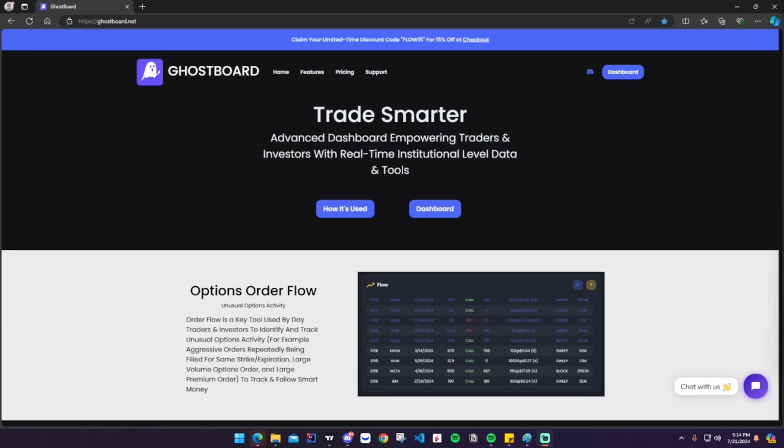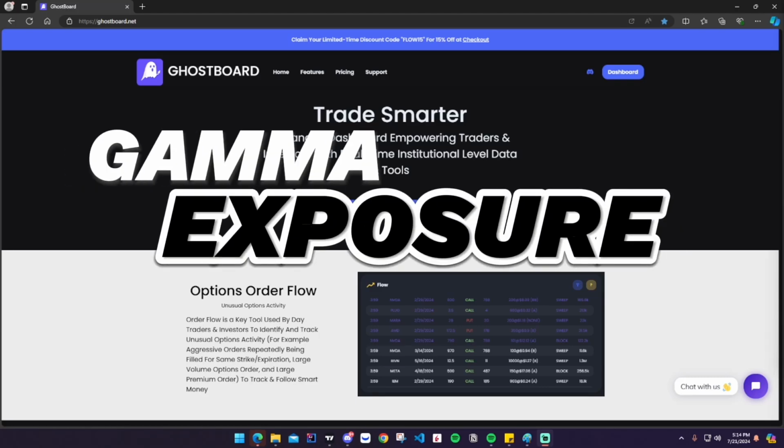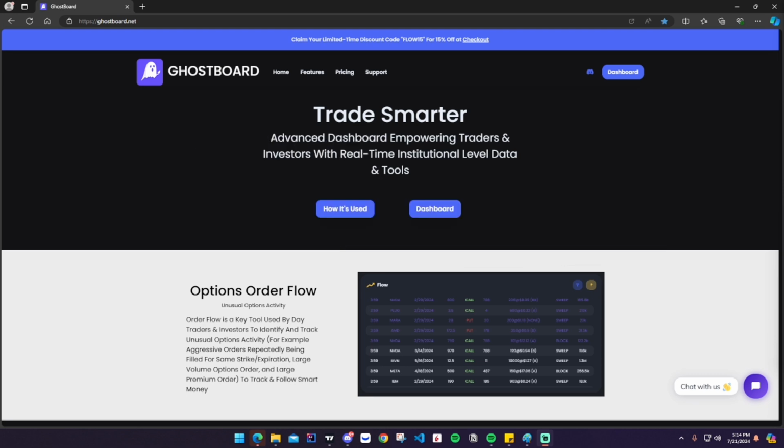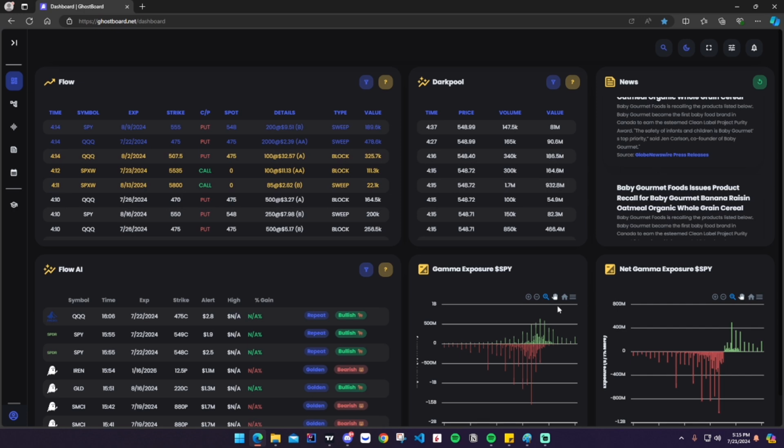Ghost from Ghostboard here. Today I'm really excited to share the brand new tools we've added to the Ghostboard dashboard, and just break down exactly how you can use them for the markets here. So I'm going to be going over those two things here. They are available on ghostboard.net, so if you guys do want to access these tools, just go over and type in ghostboard.net. So you can see I've got the main dashboard loaded here with the brand new tools here.